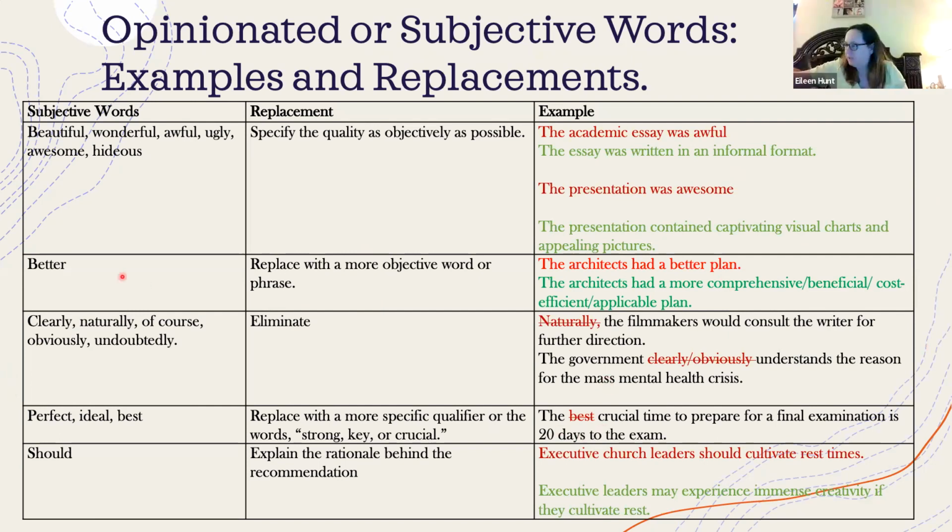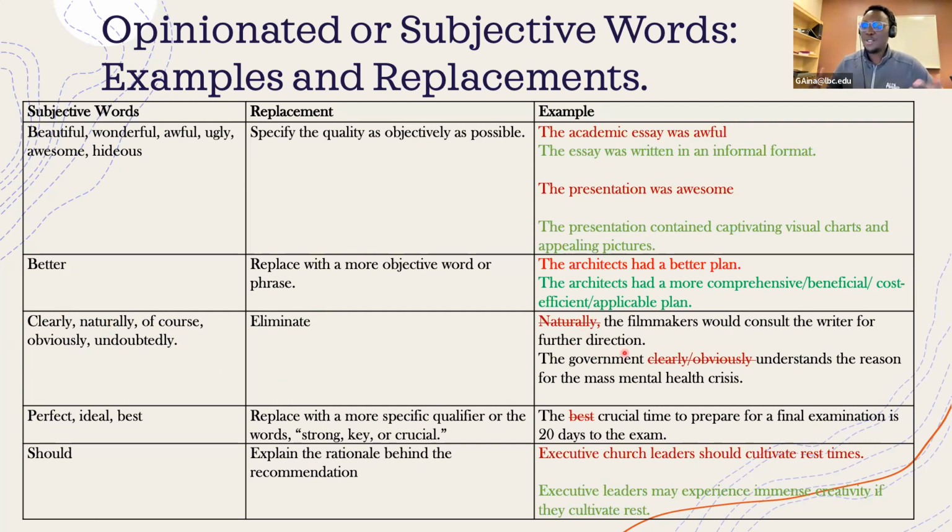I'm sorry. Right. Yes. So another word we should try to avoid is clearly, naturally, of course, obviously, undoubtedly, right? That's another word. Just eliminate it, right? Words like naturally, right? For instance, we can say naturally, the filmmakers would consult the writer for further directions, right?